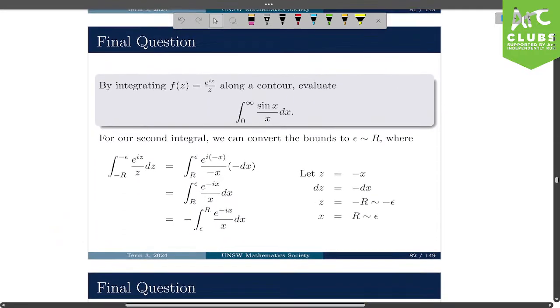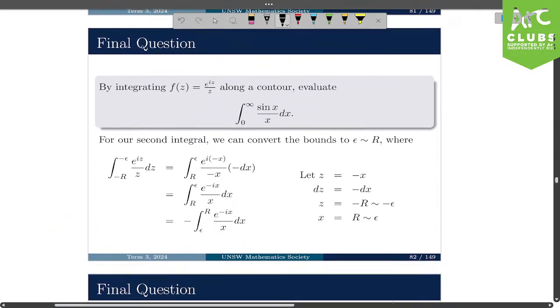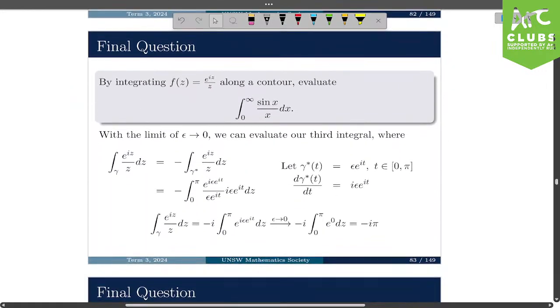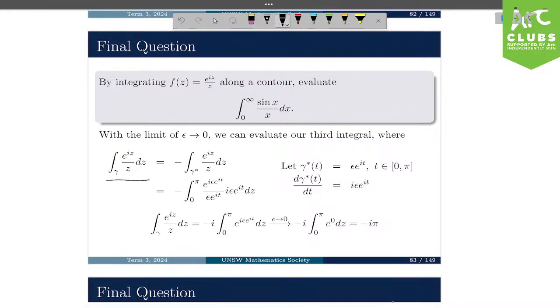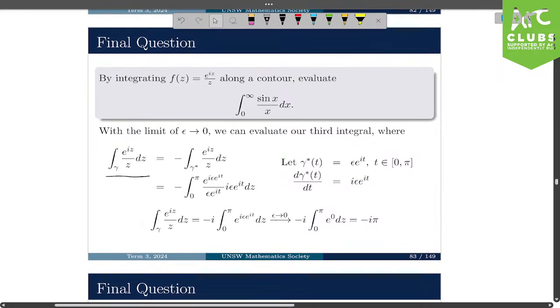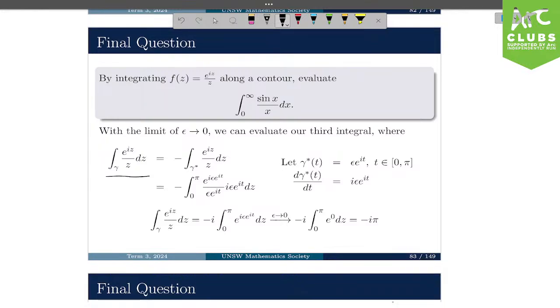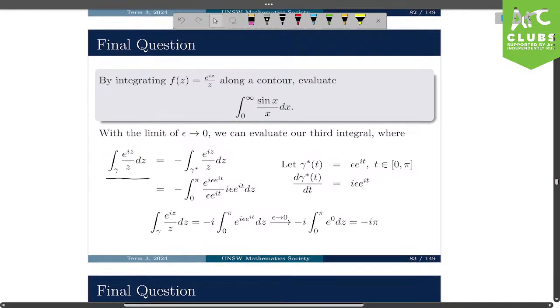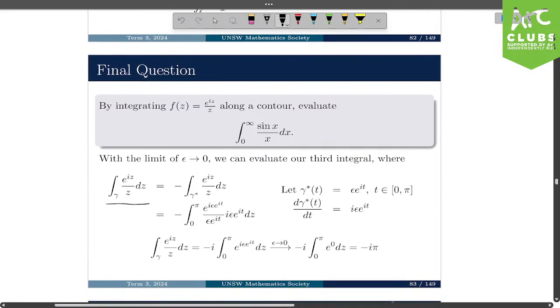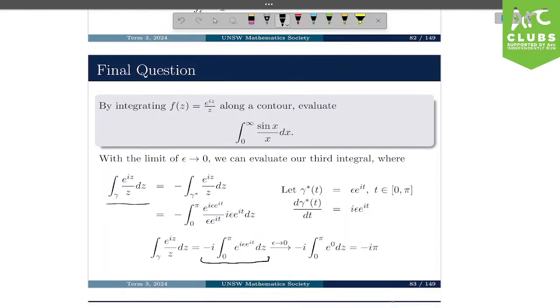So we evaluate the first one, the small semicircle, along this semicircle contour little gamma. And it's equal to the negative of that integral, but traversed backwards, so from 0 to pi. And when we integrate this, we get the integral of this expression, e to the i epsilon e to the it.